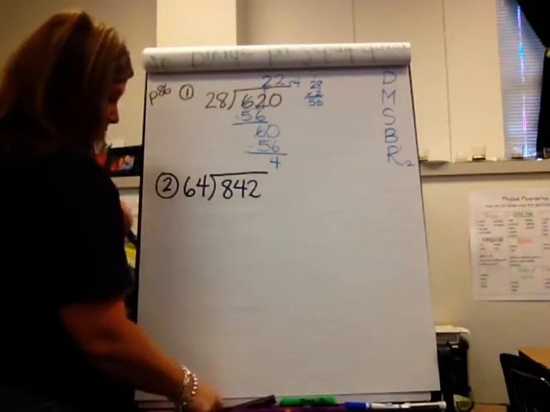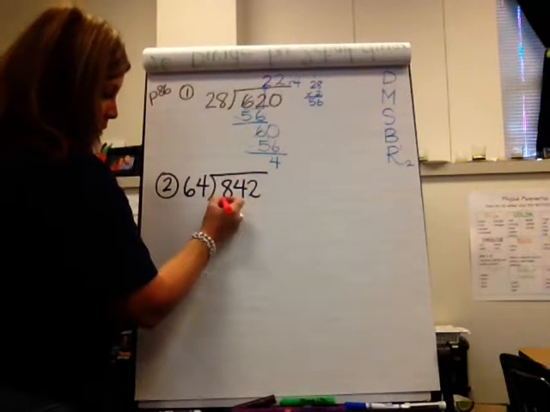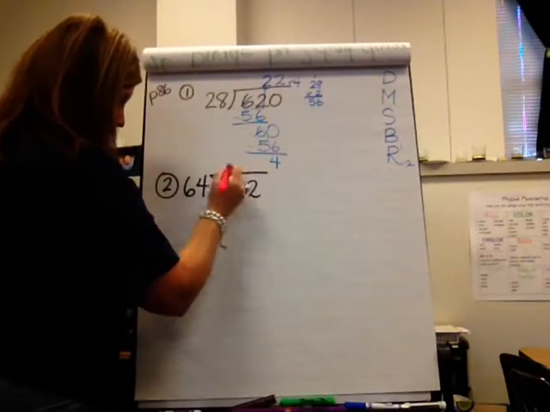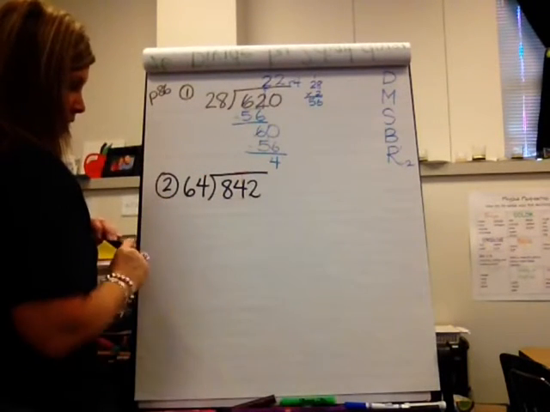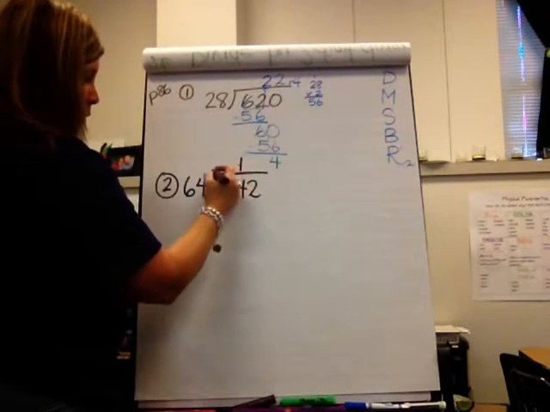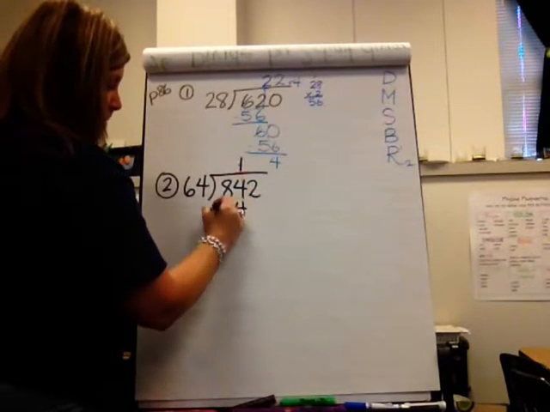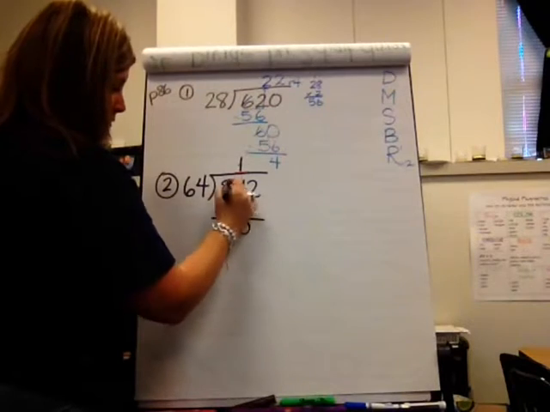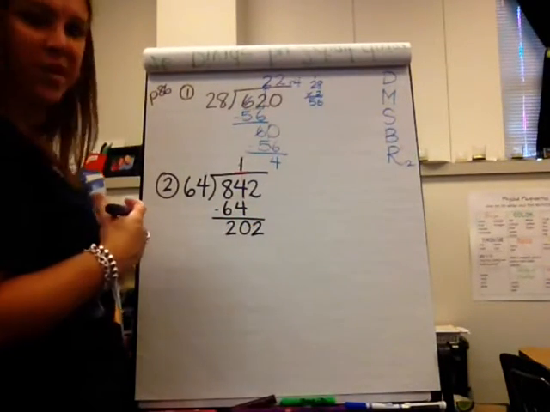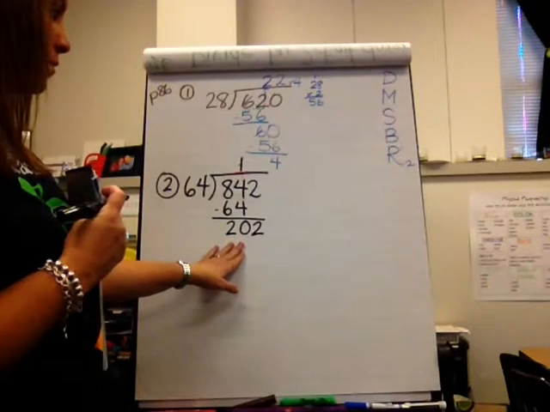So 84 divided by 64. Because I'm dividing this whole 84, I'm going to go up. My quotient will start above the 4. So 64 will go into 84 once. I'm going to multiply. 1 times 64 is 64. Oh my gosh, that looks like such a huge number.